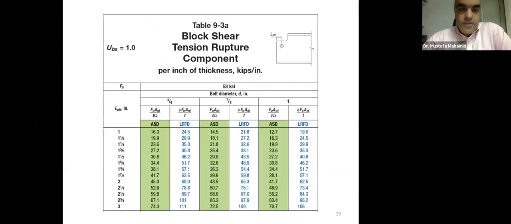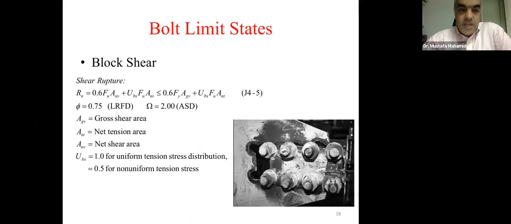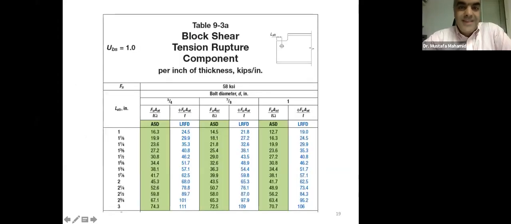Now, instead of using the equation, we can use these terms, the different parts here: 0.6 F sub u Anv, or F sub u times Ant, or 0.6 Fy times Agv. Those three parts are given in tables here. This is in Part 9 of the manual. So we have a block shear tension rupture component. Again, this is in kip per inch because it's applicable to any thickness.